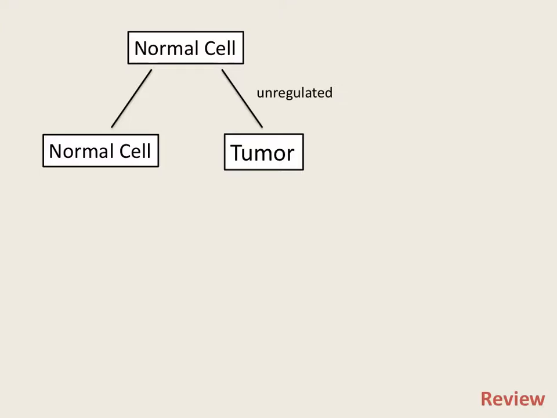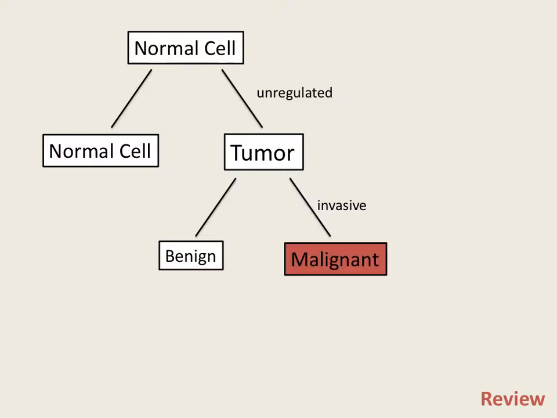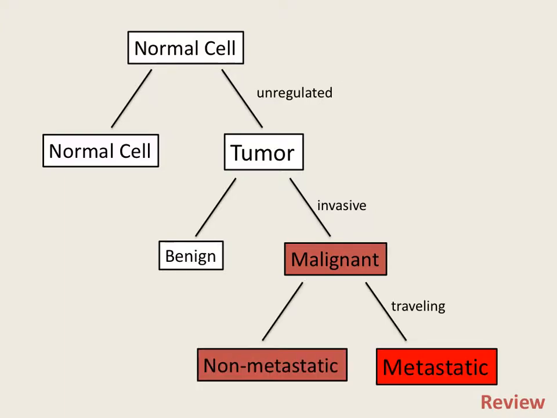This is a chart about how cancer starts. So you can have normal cells. Obviously, they replicate when they're supposed to and don't when they're not supposed to. There's unregulated replication, which can lead to benign or invasive malignant cells, and then metastatic versus non-metastatic.